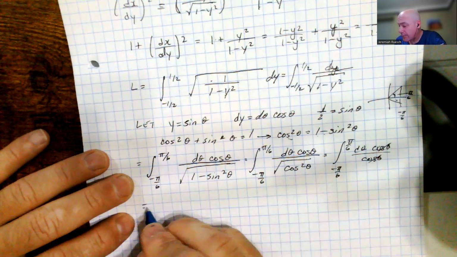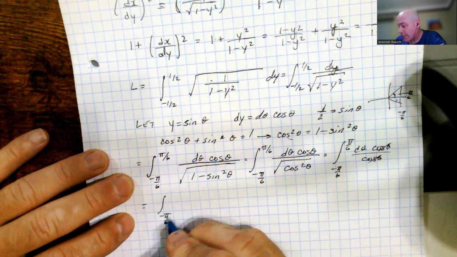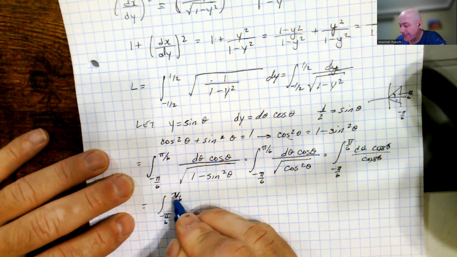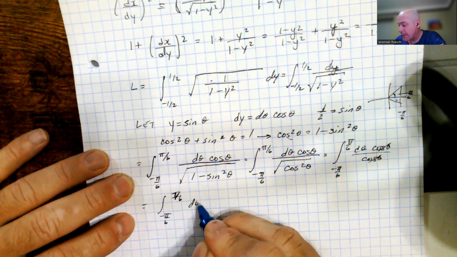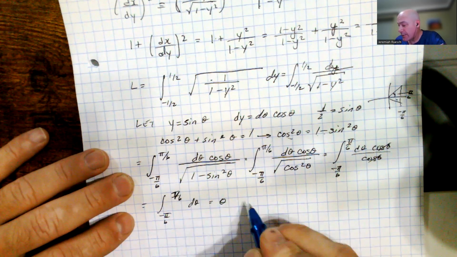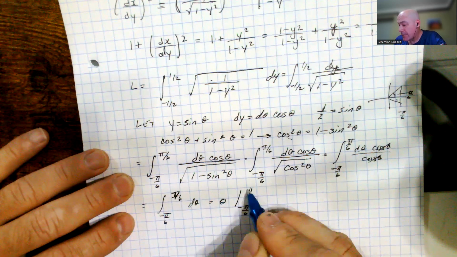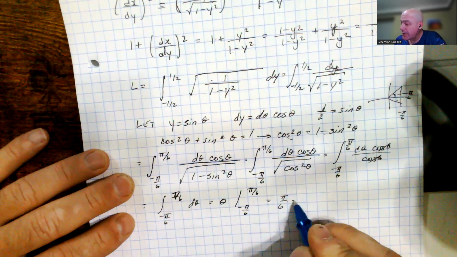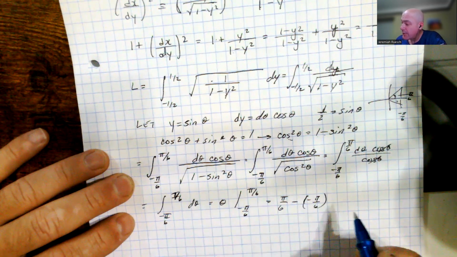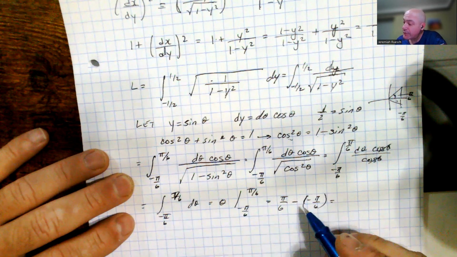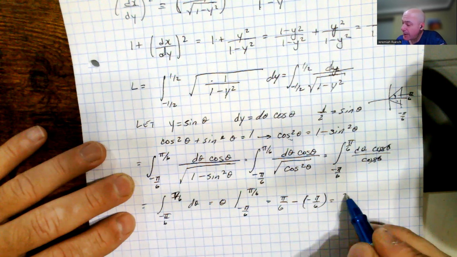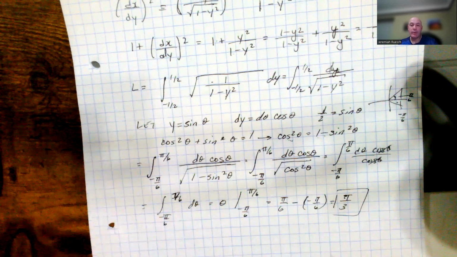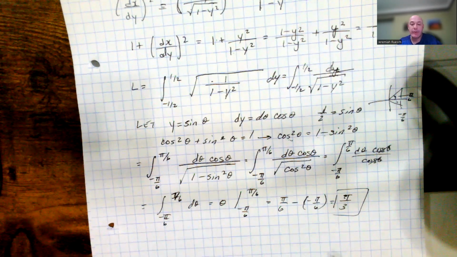So this is just the integral from negative pi over 6 to pi over 6 of d theta. This is theta evaluated from negative pi over 6 to pi over 6. That's pi over 6 minus a negative pi over 6, which gives us pi over 6 plus pi over 6, that's 2 pi over 6, or pi over 3. So the arc length for this problem is pi over 3. All right. I hope that was helpful, and I'll see you in the next video.